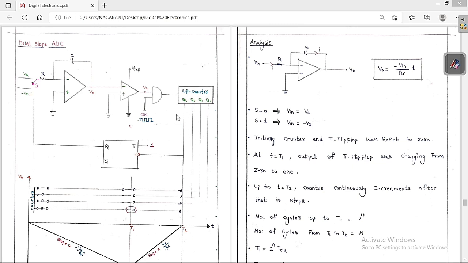Listen carefully. To this Q3 we give the negative triggering. This is basically acting like a T flip-flop, meaning T is equal to 1, it is acting in the toggling state. Initially we make Q equal to 0, and the count is also at 0. After some time, whenever this Q3 changes from 1 to 0, a negative trigger happens, so Q is going to change from 0 to 1. Initially Q is at 0, meaning S is equal to 0, it is at VA. After some time, whenever S becomes 1, it is going to connect to minus VR. So this is the circuit that we are going to see here.